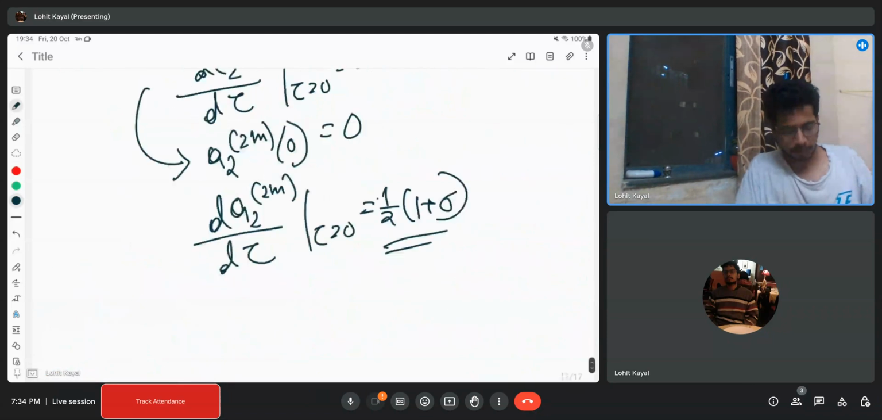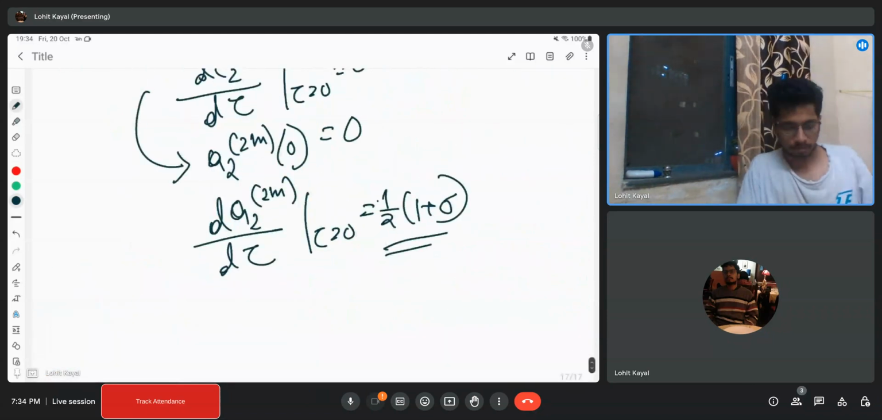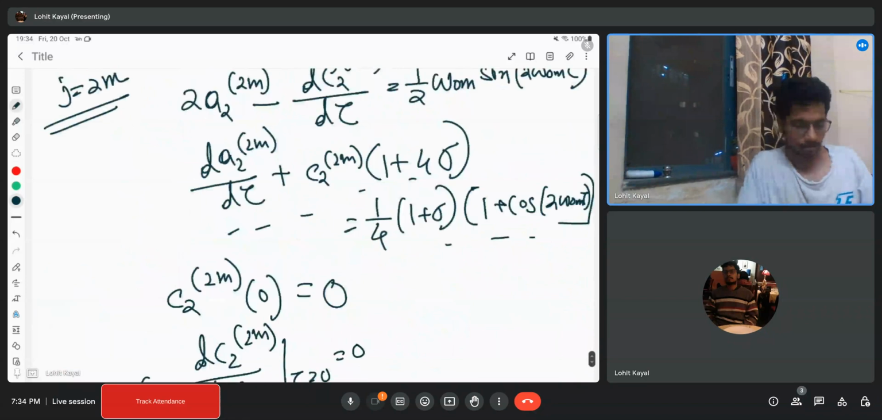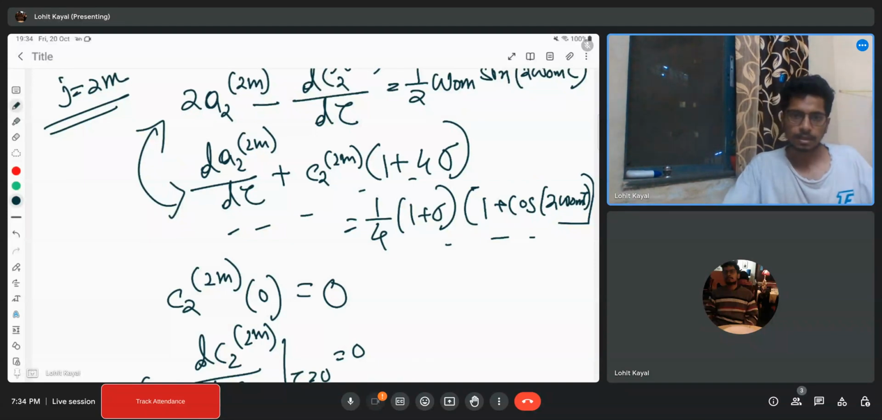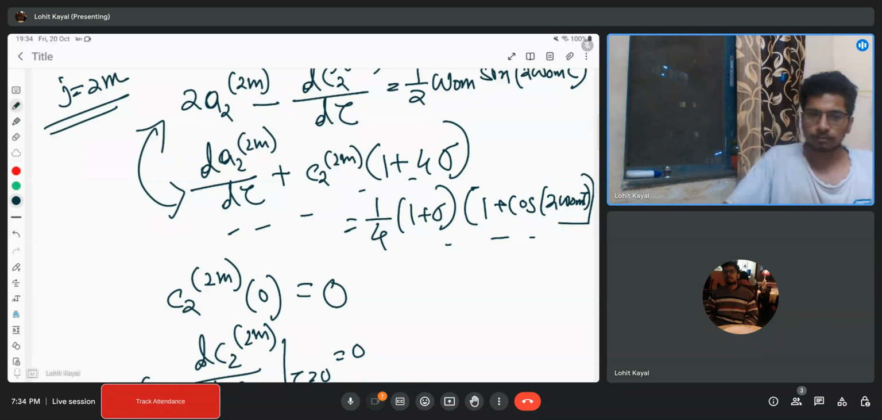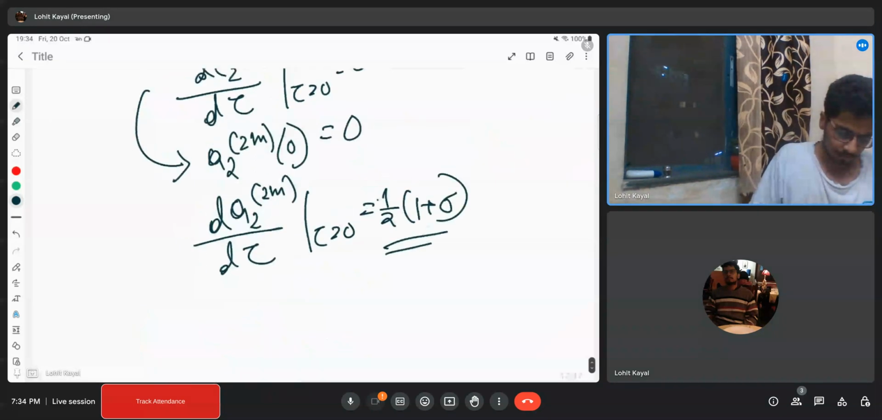So after solving a2 2m, the differential equation, you will just combine this and you will find the differential equation for a2 2m. Then you can get the expression for a2 2m, and similarly you can get the expression for c2 of 2m. Okay, and you plug those into the expression for phi 2 and eta 2, and then you will be able to find out the answer. Okay, so we are interested in the evolution, so your final answer also looks like this.